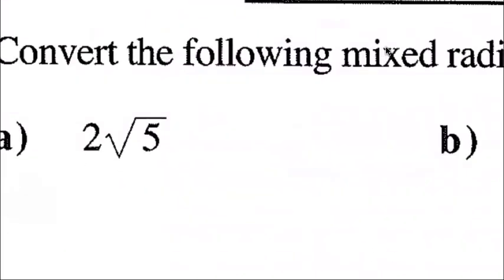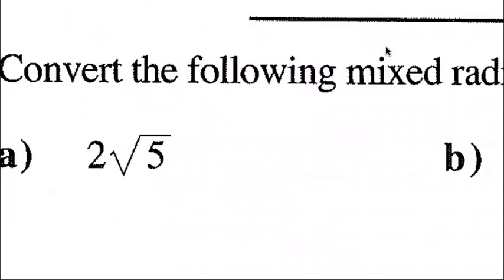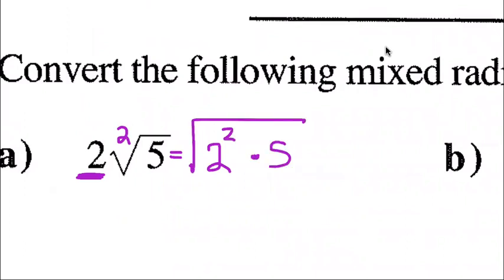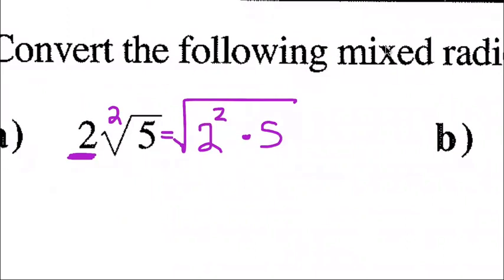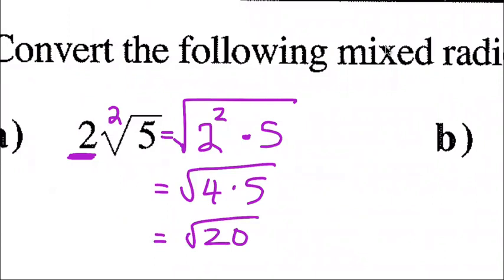Okay? So let's look at example 1. Convert 2 root 5 into an entire radical. So again, this is square root. So I'm going to raise that 2 to the square root index, times 5. That is all going to be underneath the radical now. And then I just expand. Square root of 4 times 5, which is the square root of 20.